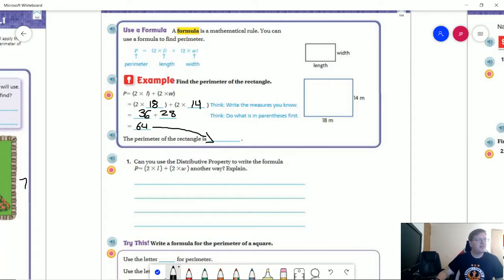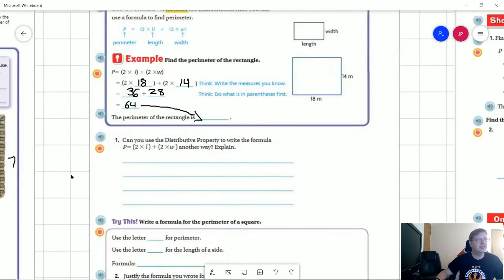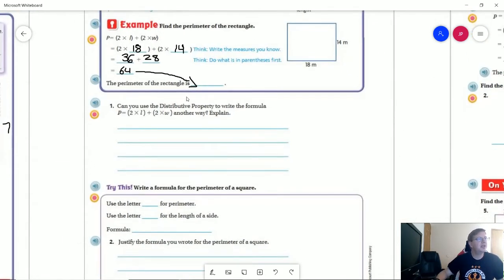So this idea for number 1, can you use the distributive property to write the formula P equals 2 times L plus 2 times W another way? Well, the answer is yes. And so what you guys will be doing, maybe not in 5th, but you definitely will in 6th grade, is this idea of figuring out how to take something that looks like this and condense it down.